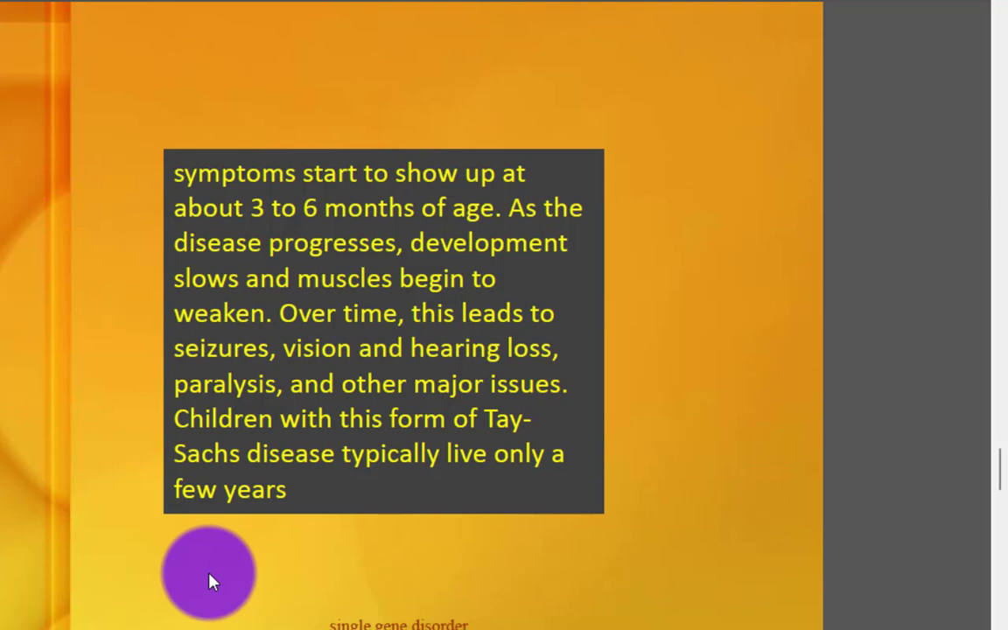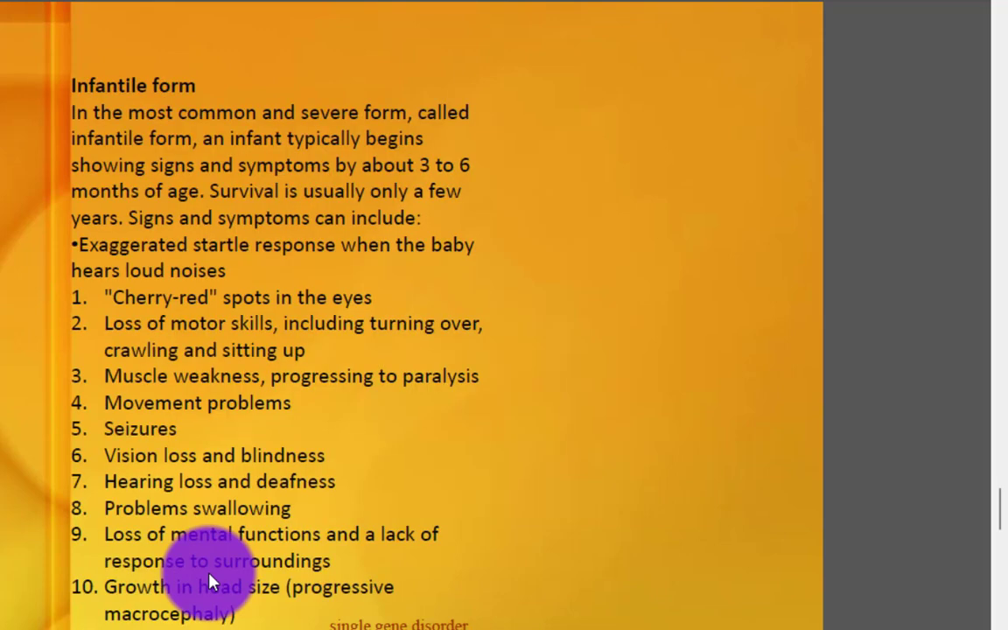Symptoms start to show up at about 3 to 6 months of age. As the disease progresses, development slows and muscles begin to weaken over time. This leads to seizures, vision and hearing loss, paralysis, and other major issues. Children with this form of Tay-Sachs disease typically live only a few years.